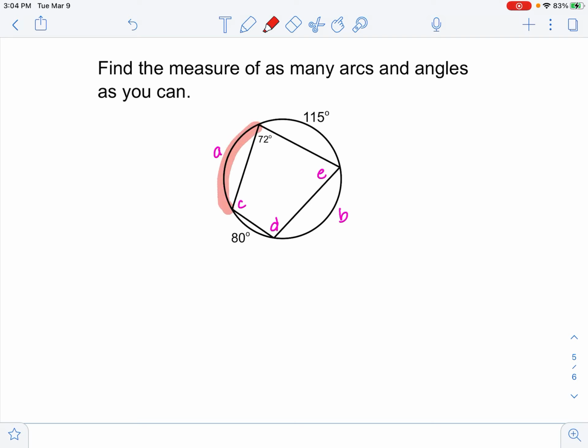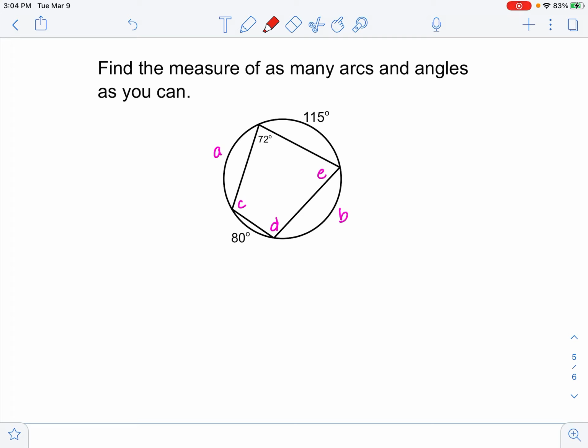So even if you don't know where to start, ask: can I find this arc right here? There's an inscribed angle. Nope, there isn't one, so I can't do that. There's no central angle, so I can't do A first. Can I do B first? I can follow this way, but then it doesn't come that way. So nope, I can't do B first. I'm going to have to do either C, D, or E first, okay?